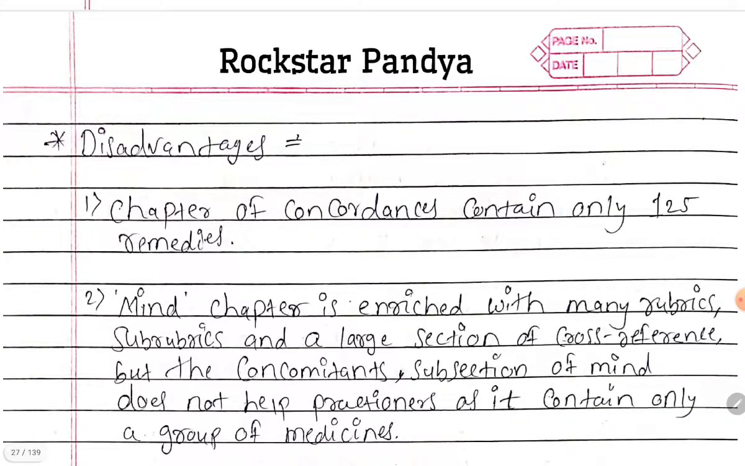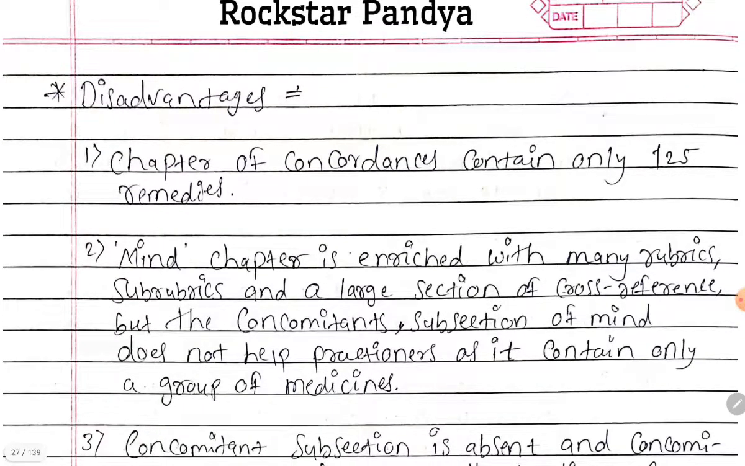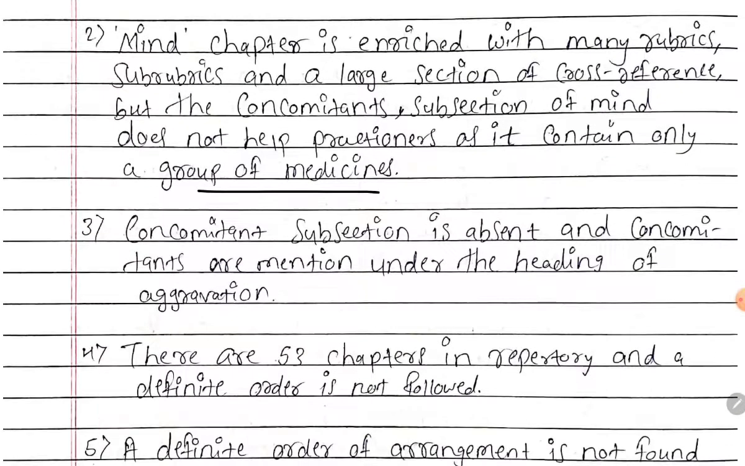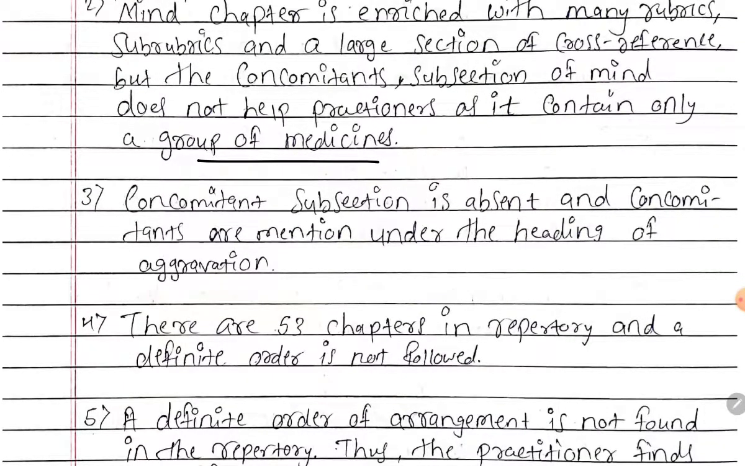Now, disadvantages. The chapter of concordances contains only 125 remedies. The mind chapter is enriched with many rubrics, sub-rubrics, and a large section of cross-reference, but the concomitants subsection of mind does not help practitioners as it contains only a group of medicines. Concomitant subsection is absent and concomitants are mentioned under the heading of aggravation.